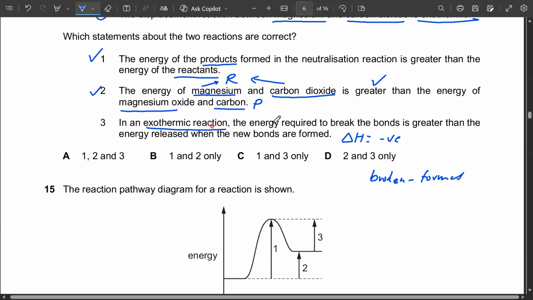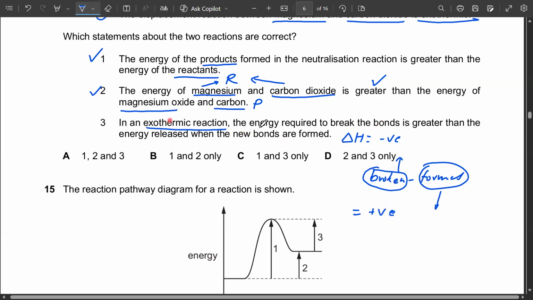Here they are saying the energy required to break the bonds is greater. That means if they say the broken value is greater as compared to the energy released when new bonds are formed, they mean to say the formed value is smaller. Then in this case, the value will be positive, not negative. The value, according to this statement, will give you a positive value.